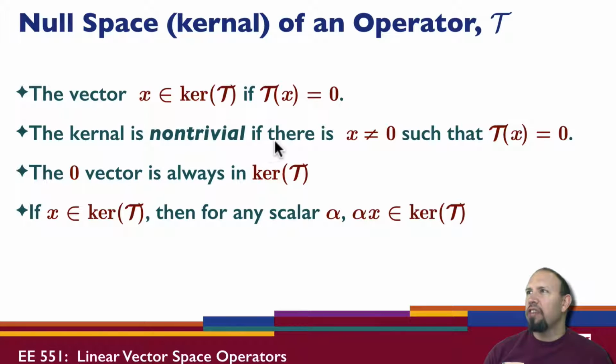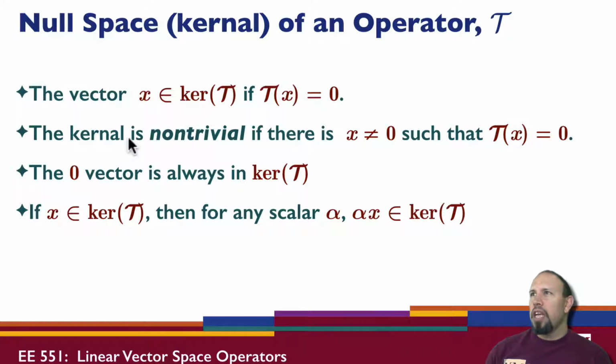The kernel is non-trivial if there is a non-zero x such that T of x is 0. The 0 vector is always in the kernel of T. So in a linear operator, 0 is always in the kernel of T. 0 always maps into 0.